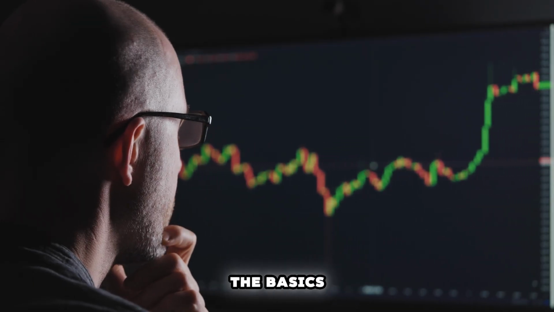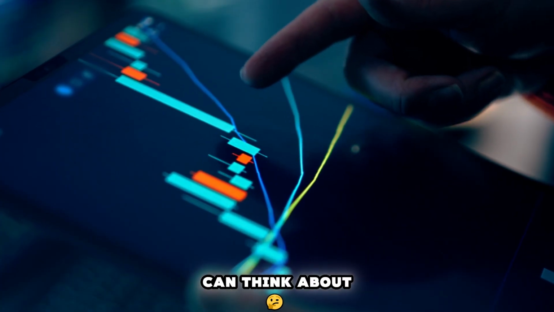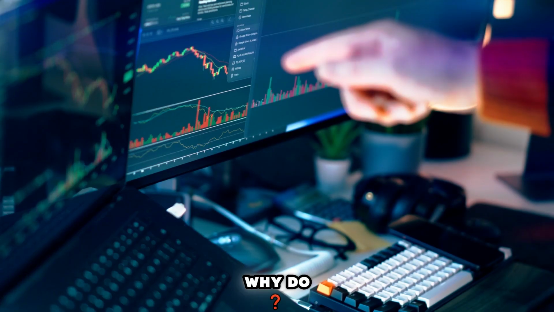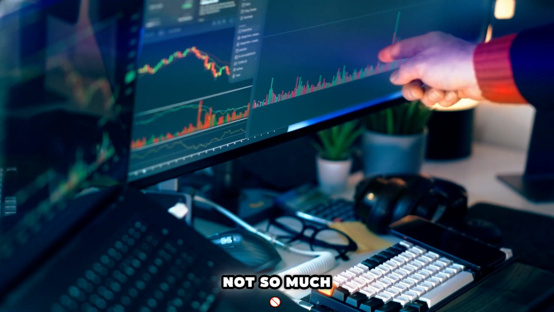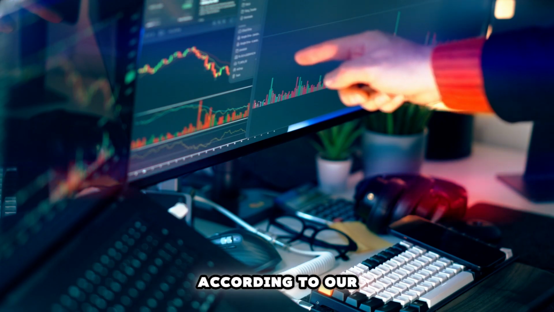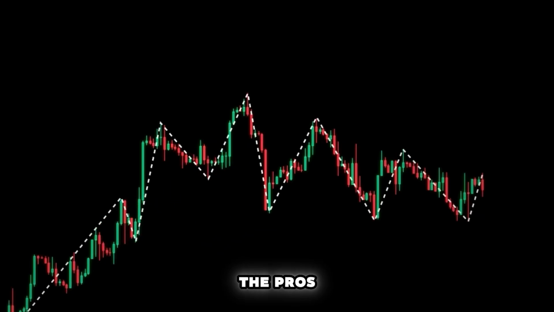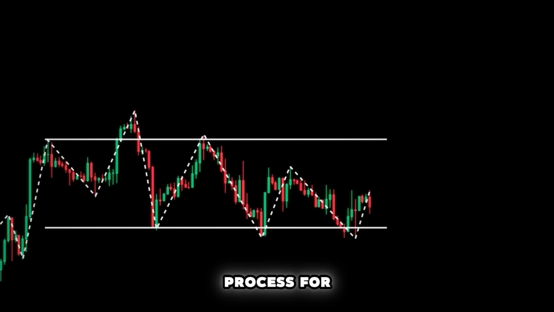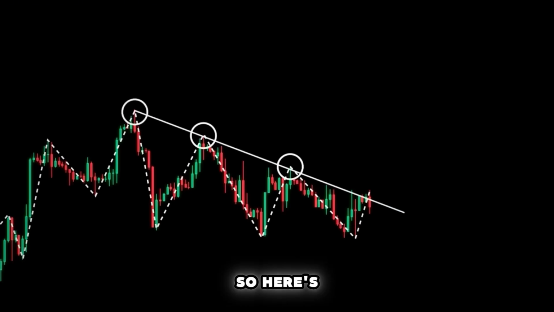Okay, let's start with the basics. I mean, you have to build a solid foundation before you can think about building a house, right? So here's the big question: why do some traders kill it with trend lines, while others, well, not so much? The secret, according to our source material, isn't the tool itself, it's the system. The pros don't just see a line, they have a repeatable, almost boring process for drawing it, reading it, and trading off of it.